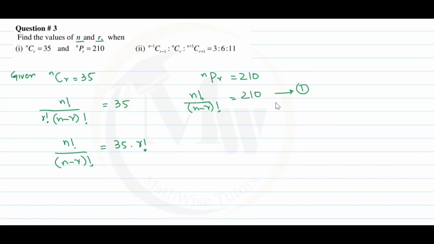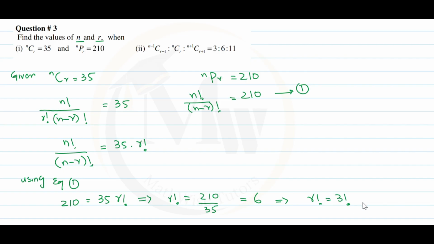If we call this equation number 1 and we plug this value into the form n factorial over (n minus r) factorial equal to 210, then using equation 1, 210 equals 35 times r factorial. To find r factorial, we divide 210 over 35, that is equal to 6. And 6 is actually 3 factorial. So r factorial equals 3 factorial. It means r is equal to 3. So we got the value of r.